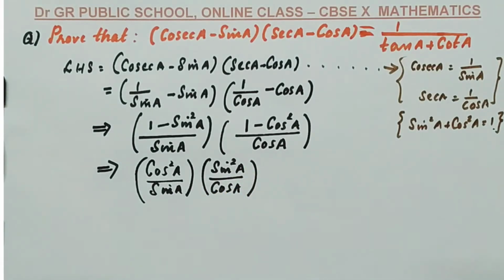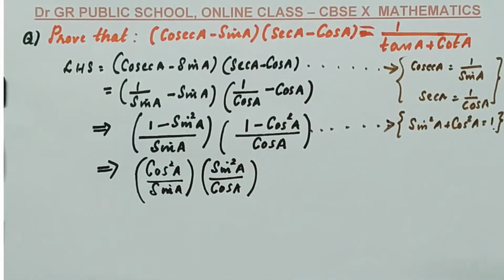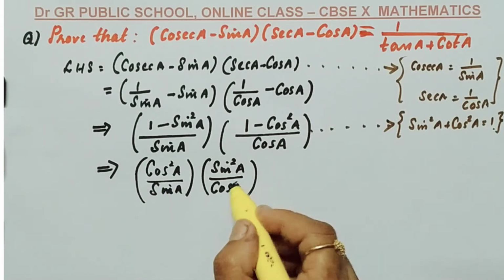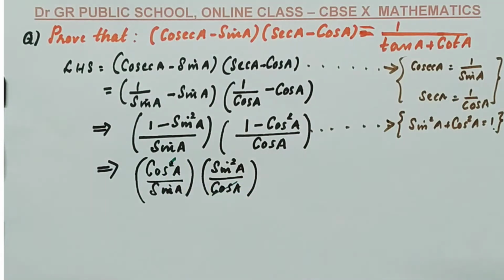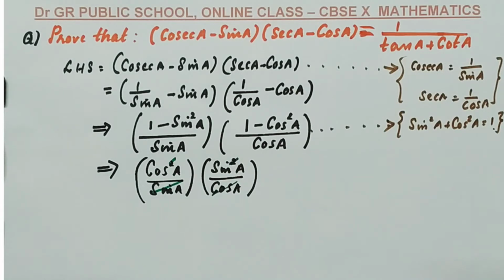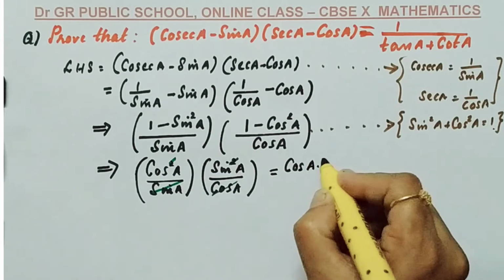So in the second step, I applied this result, sin square A plus cos square A equals 1. Now I am going to simplify. Listen to the simplification. Here cos square A by cos A, one cos A can be cancelled with one cos A. As all are multiplication, you can cancel. Sin A cancels with one sin A here. So what remains there? The remaining is cos A into sin A.